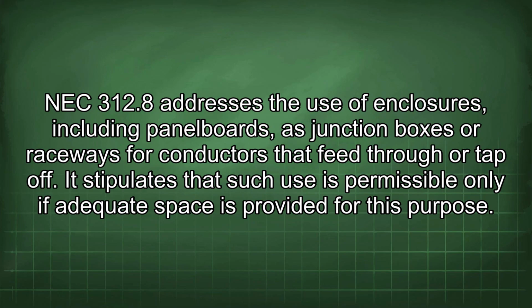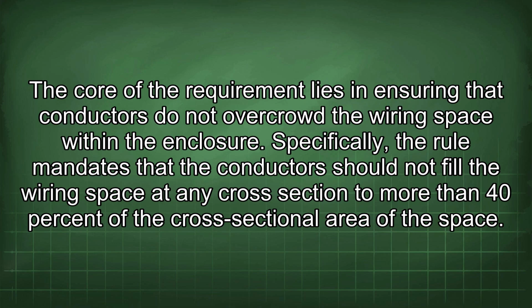NEC 312.8 addresses the use of enclosures, including panelboards, as junction boxes or raceways for conductors that feed through or tap off. It stipulates that such use is permissible only if adequate space is provided for this purpose. The core of the requirement lies in ensuring that conductors do not overcrowd the wiring space within the enclosure.